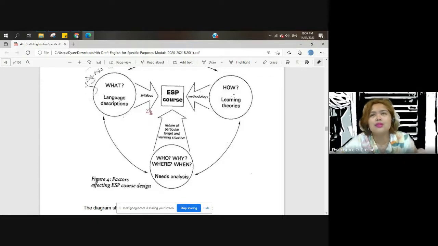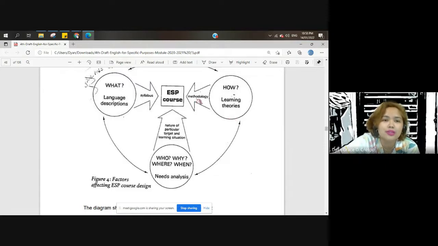Now, the syllabus, I ask you to make one. Pinagawa ko kayo ng syllabus sa inyong teacher's pack. And I already told you, dun nyo ilalagay kung ano yung mga ituturo nyo, ano yung mga importante. And as a teacher, you get to decide what's important. Now, how you will teach your students, that is our lesson for today. How will you teach your students? That's the methodology. And who are your learners? Why are they learning? Where and when? Needs analysis ang tawag dyan.